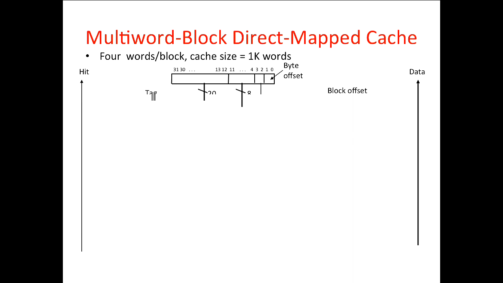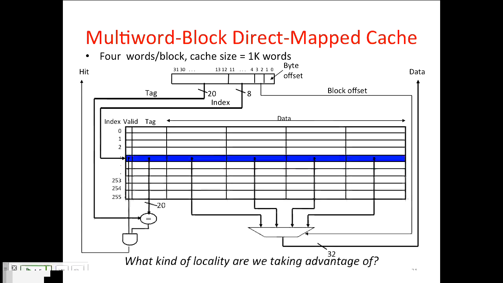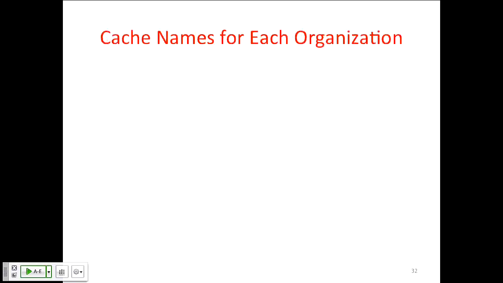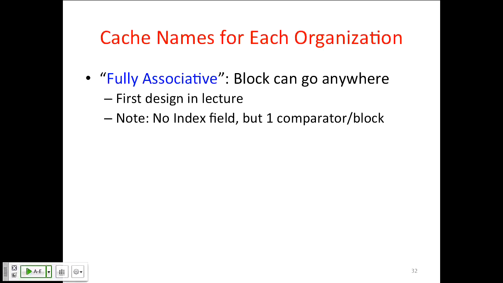So it's very common to have multi-word cache lines. In the x86 processors in your laptop, 64 bytes is the standard cache line size. So they bring in 64 bytes at a time on any cache miss to any level of the cache hierarchy, and that's to take advantage of this spatial locality. So there are these different organizations. As I mentioned, a fully associative cache is one where a block can go anywhere.